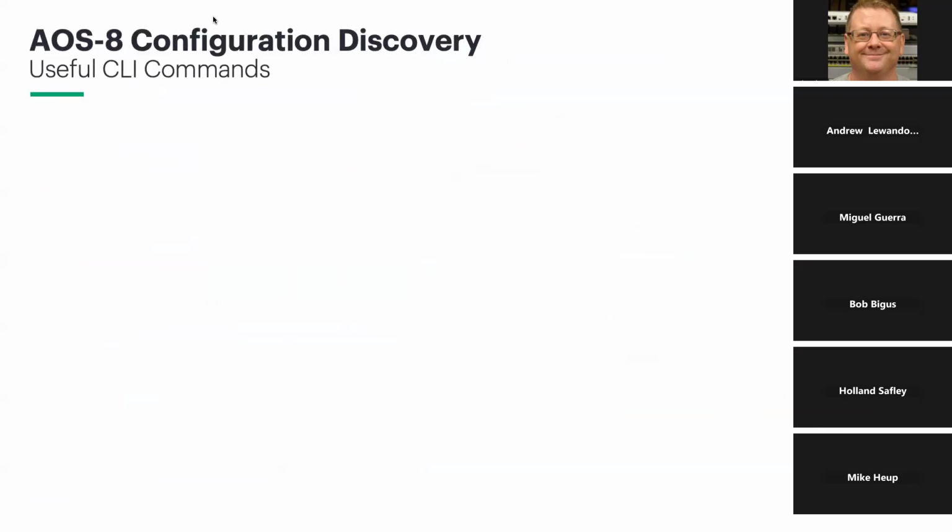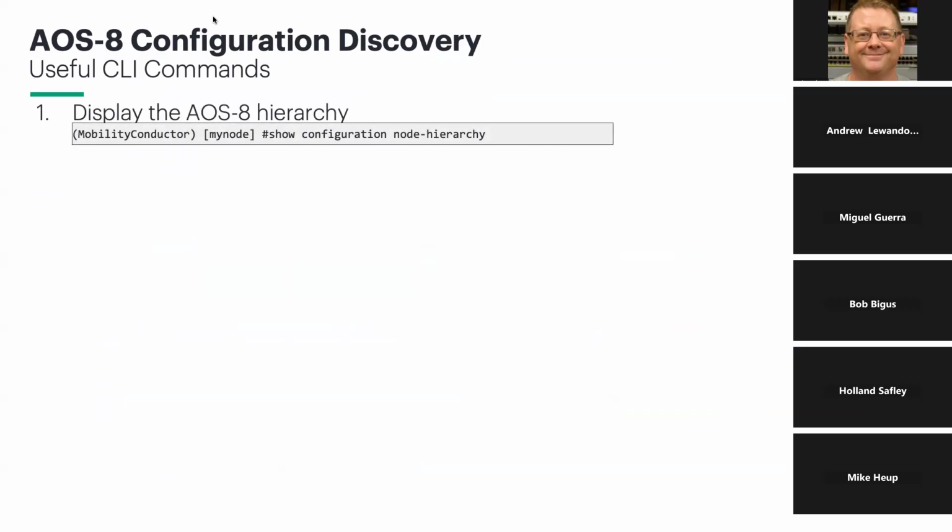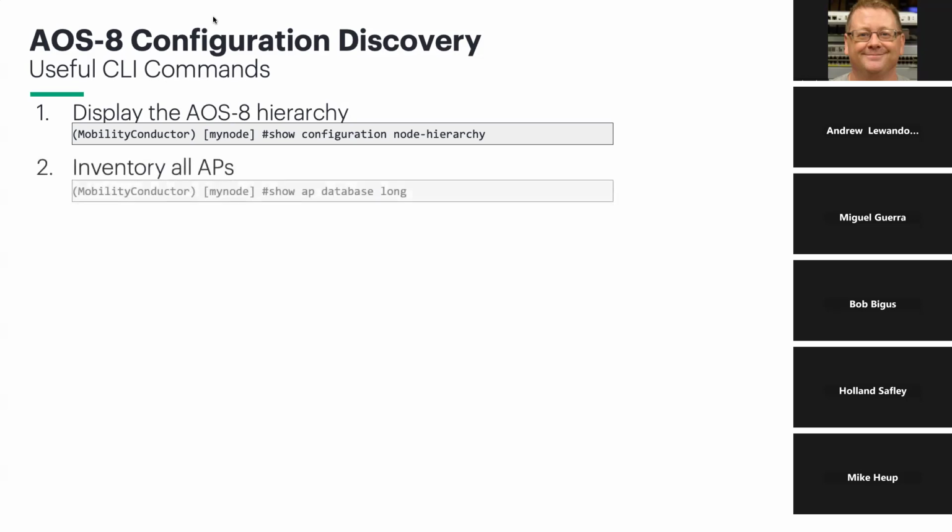And now I'm going to go through a more detailed breakdown of some of the most useful AOS 8 CLI commands for config discovery. The first one in this context is going to be show config node hierarchy, which helps give you a quick summary of the groups, managed devices and their paths. I'm going to go into detail in the next slides about each of these. Show AP database long gives you your serial number and MAC address for every AP.